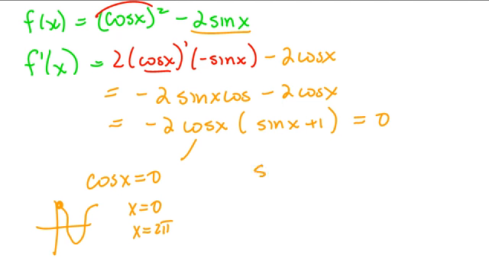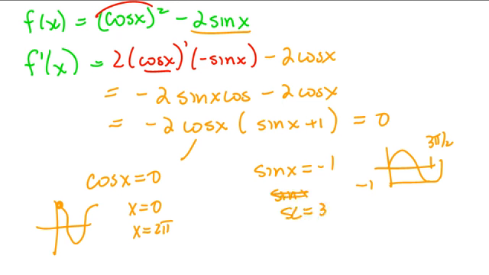That's in the first cycle. And where is sine x equal to -1? Well, the graph of sine x looks like this. So it's equal to -1 at 3 pi over 2. So x equals 3 pi over 2.